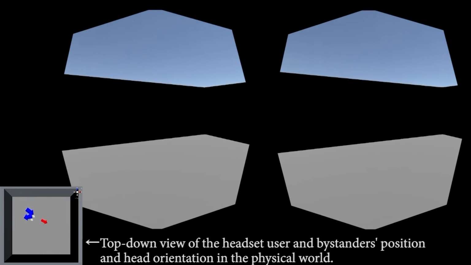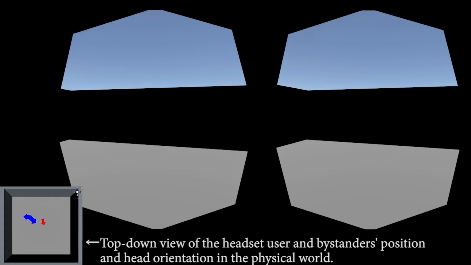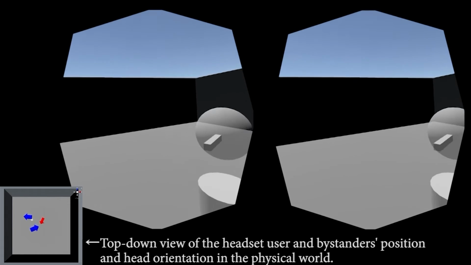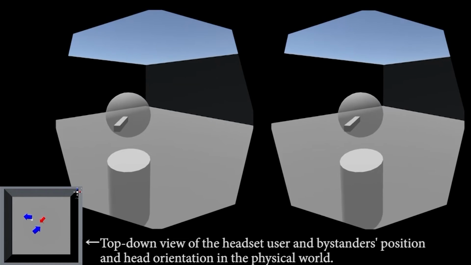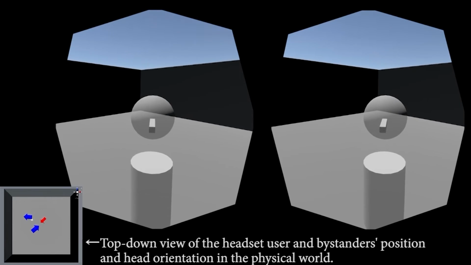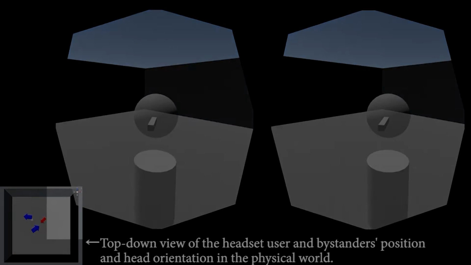While this approach provides a lot of information that is easy to consume, it may be disruptive to the headset user's experience. Another problem is that it's hard to understand what bystanders are doing because headset users have a narrow field of view.